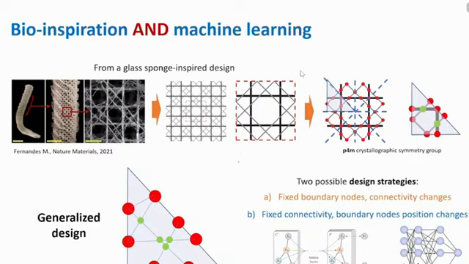So as I said, we have two possible design strategies. The first one is we fix the boundary nodes, which are the red nodes, and we change the connectivity, which is how many beams are connected to each node, and which nodes are connected to each other. The other option is we fix the connectivity, and we move the position of the nodes, either on the boundaries or inside by moving the green nodes.